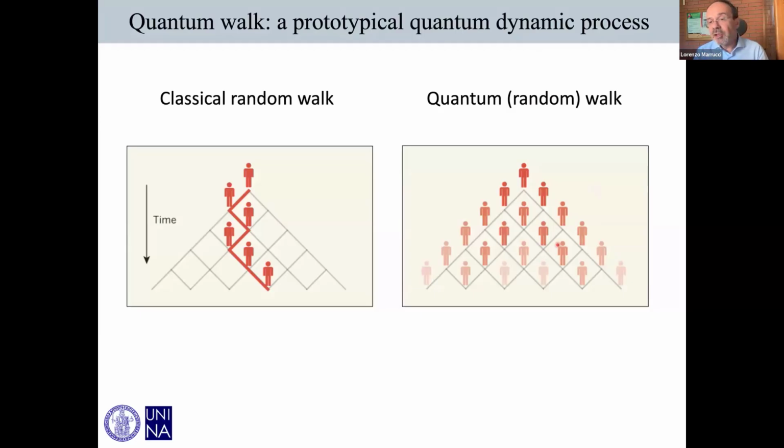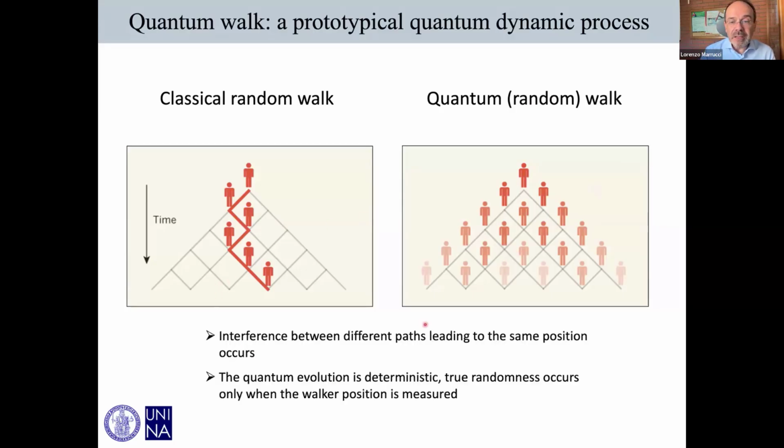It's described by a wave function, which has amplitudes for both going left and going right. So it will go everywhere as long as it's not measured. And only when you finally measure the position of the walker will you have a statistical distribution similar to the classical random walk. The difference is that in the quantum case, you also have interference between different possible paths leading to the same position. Although the quantum evolution before the measurement is entirely deterministic. The wave function evolves deterministically, but true randomness occurs when measurement takes place.